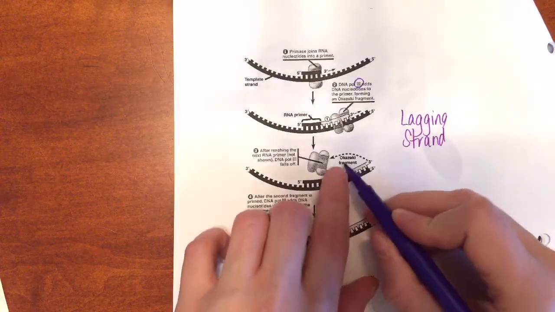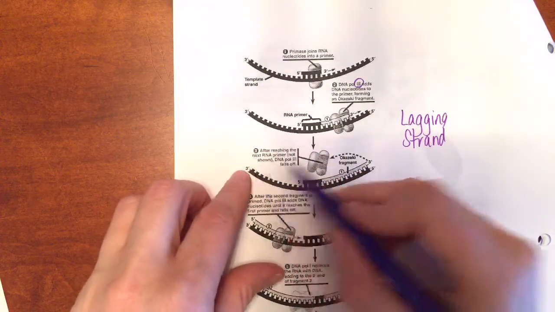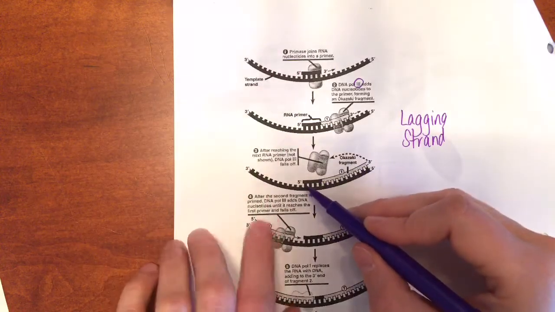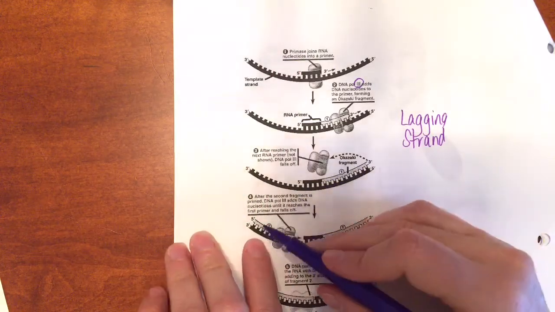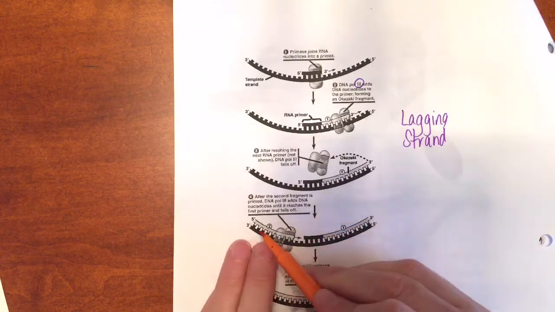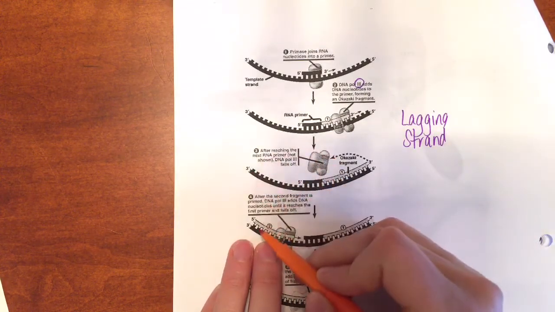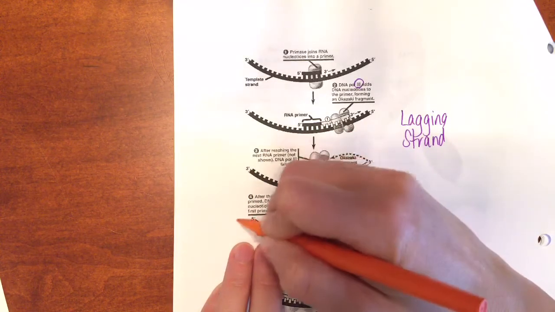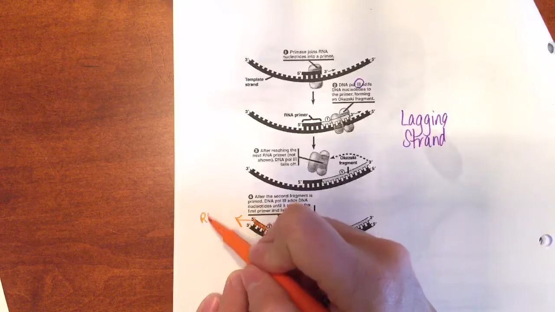Then we have to start over here if it hasn't unzipped, and now we're going to unzip it some more. It doesn't show you here. Something I don't like about this is that when it starts over here, you have to make a new primer. So I'm going to put here, this is the RNA primer.